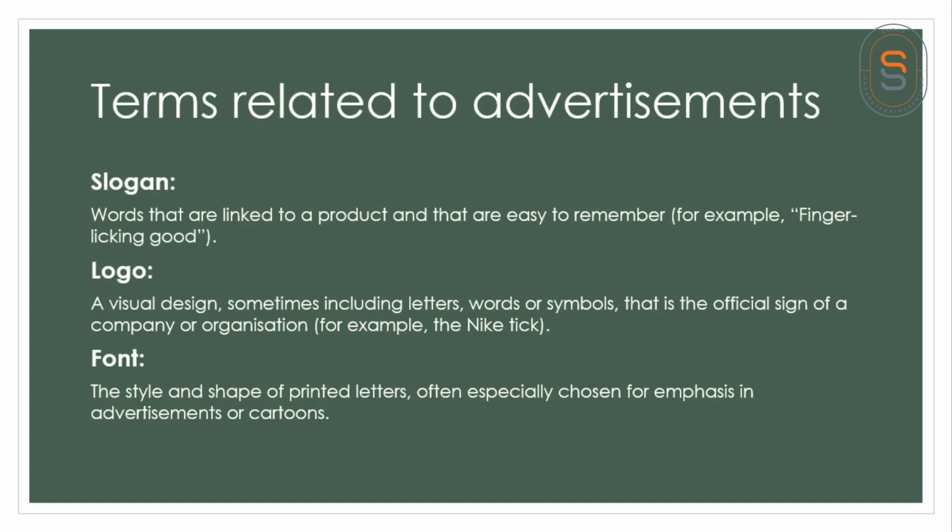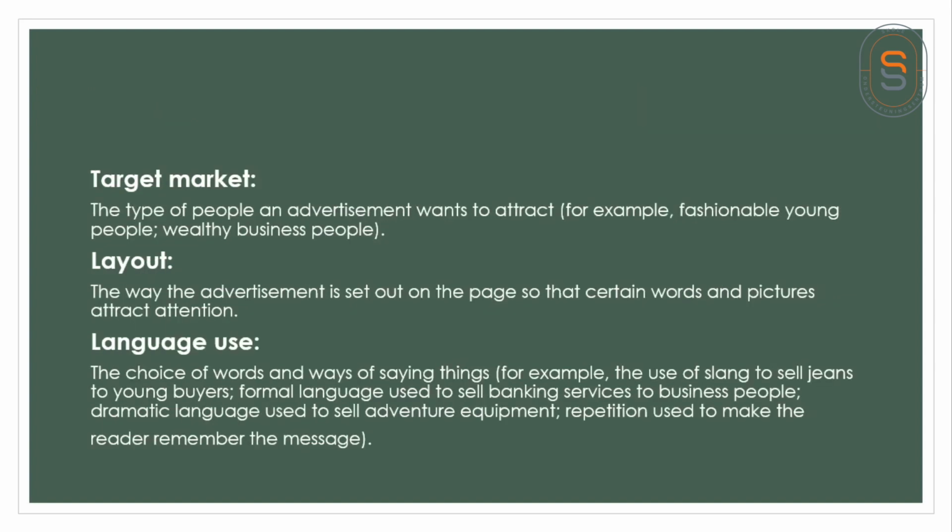Then the logo is the visual design or the picture, sometimes including letters, words, or symbols, that is the official sign of a company or an organization. For example, the Nike tick or the big yellow M that represents McDonald's. And then the font is the style and the shape of printed letters, often especially chosen for emphasis in advertisements or cartoons. And then your target market, which we've mentioned, is the type of people an advertisement wants to attract. For example, fashionable young people, wealthy business people.